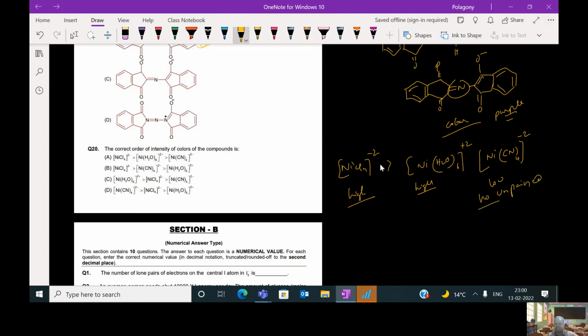This one is a weak ligand, this is a neutral ligand, and this is a strong ligand. So the intensity order will be the first option, based on the unpaired electrons. The more unpaired electrons, the more the intensity of the color. We can determine this based on the options. Right, so these are the answers in this paper.